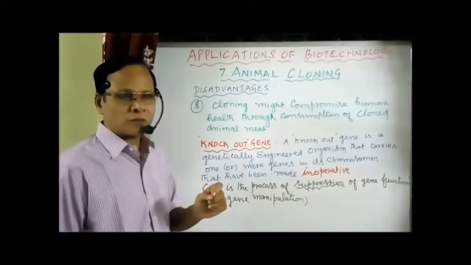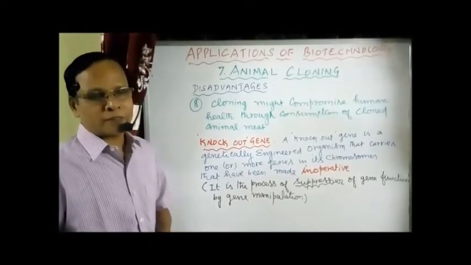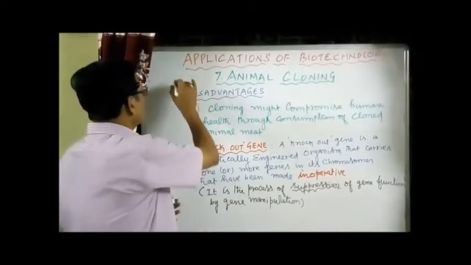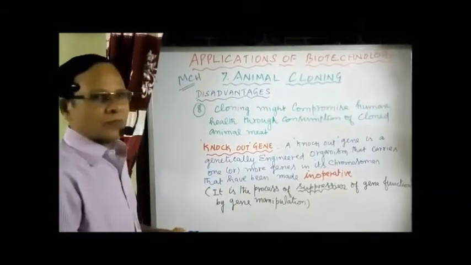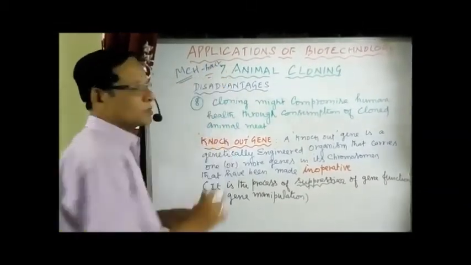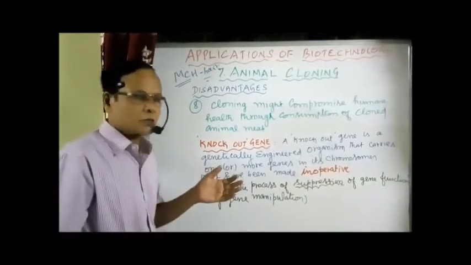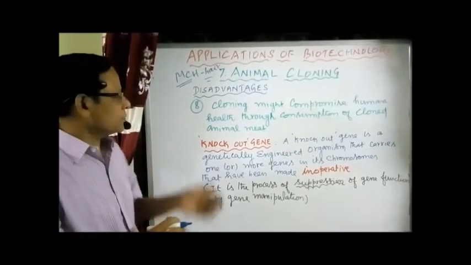That is called knockout, not allowing the gene to express. For example, in the case of mice, there is a gene called MCH. MC for mice, H for hair. This is a gene responsible for the normal growth of hair in the case of mice.